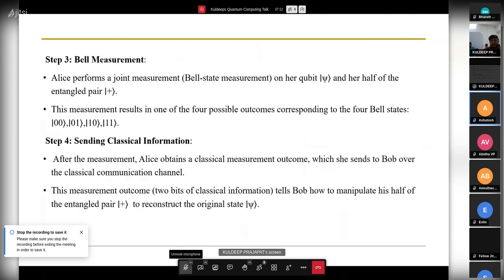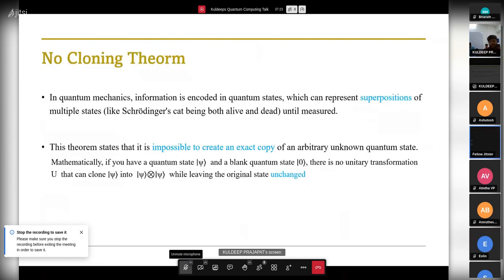So Alice performs a joint measurement on her qubit. One more small question on the no-cloning theorem. Here it is saying one state cannot be replicated or cloned, which means it may lose the original state. So can we say it's like uncertainty, like we have position and momentum uncertainty there? It's a similar thing. The state itself has uncertainty.